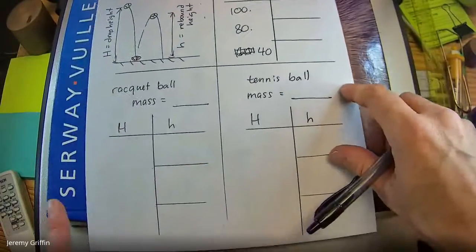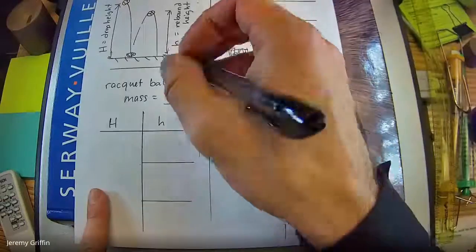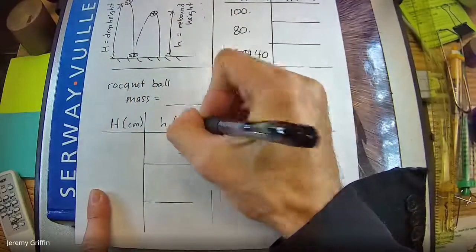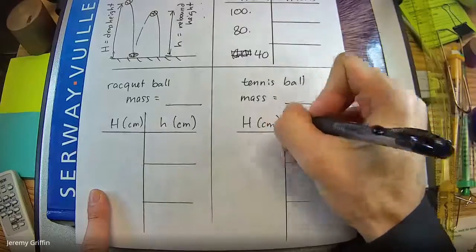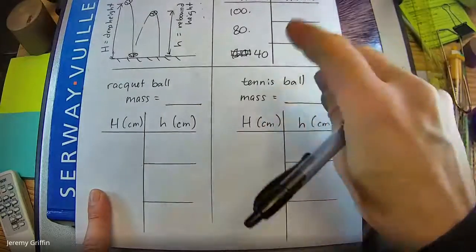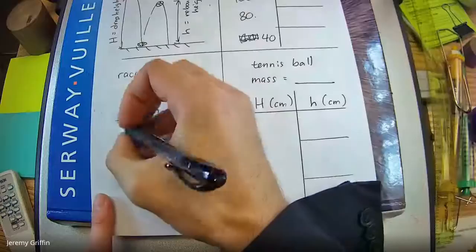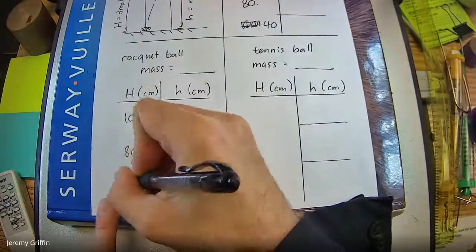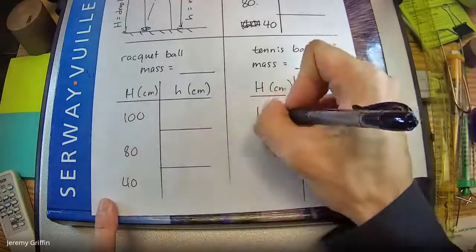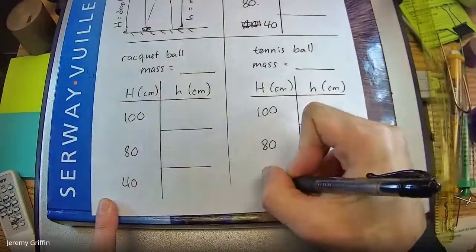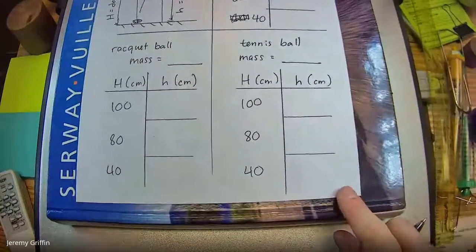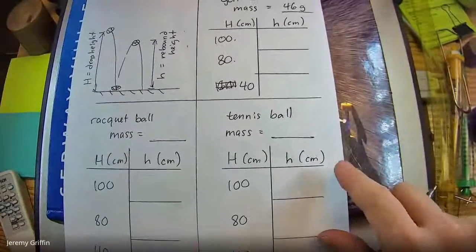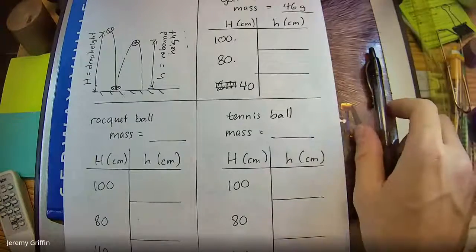And let's do the same thing with the other balls. We'll measure everything in centimeters on this page, centimeters all the way down, and we'll do 180, 40. All right, so starting with this 46-gram golf ball.